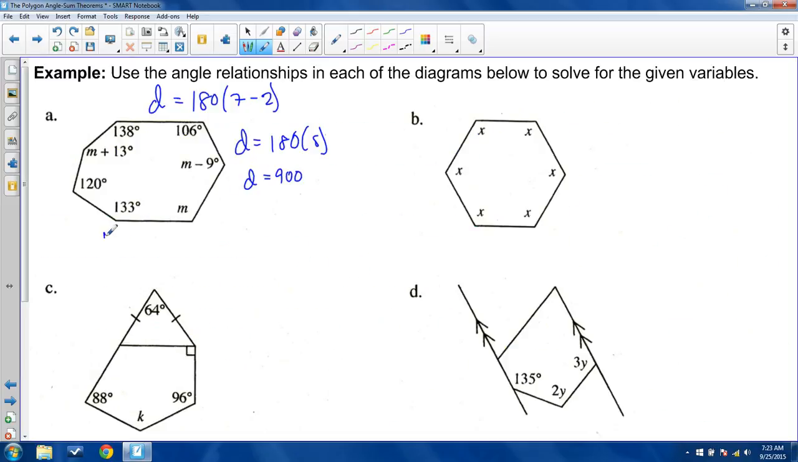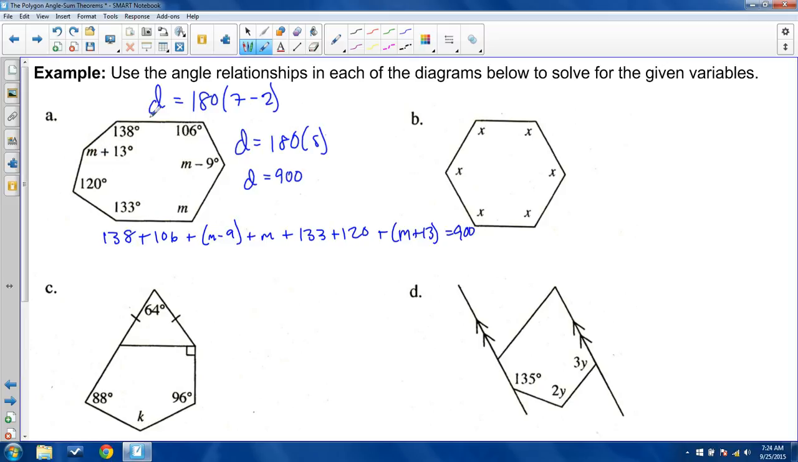So if I add 138 with 106, with m minus 9, with m, with 133, with 120, with m plus 13, I get 900 degrees. So the idea is to solve for m. We already have the measure here. We have to find out what these, at least what m is, if not the actual degrees as well.